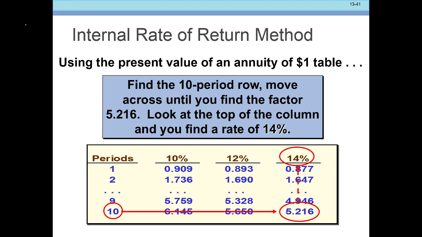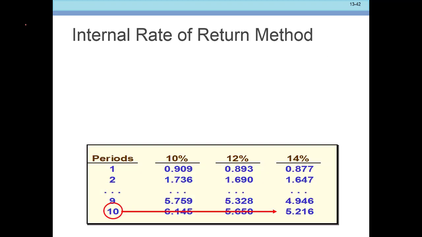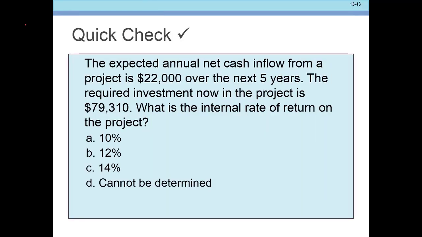Now, if the company's hurdle rate is 12%, will they take this project? They'll take this project, right? If the company's hurdle rate is 15%, will they take this project? No. Yeah, we saw that already. Okay. I don't know why that's there again. All right, I'm not going to do this question.